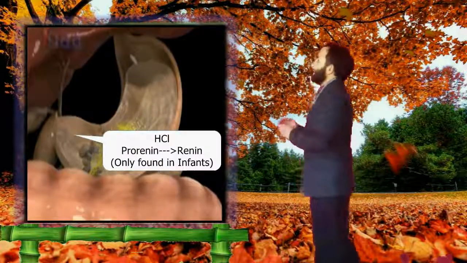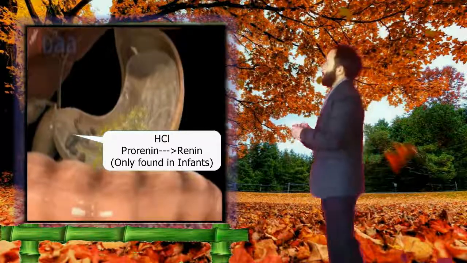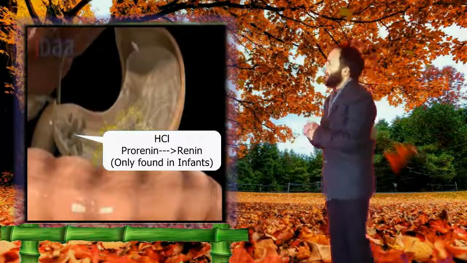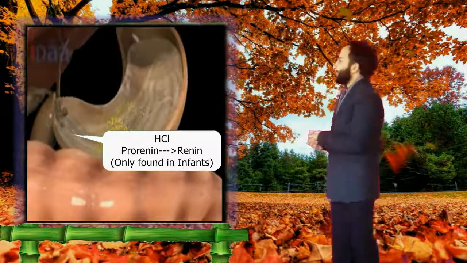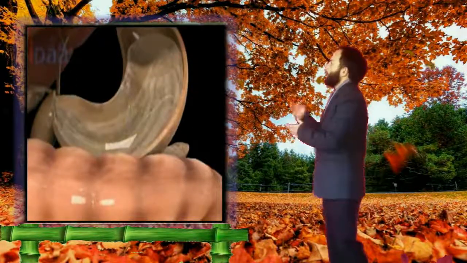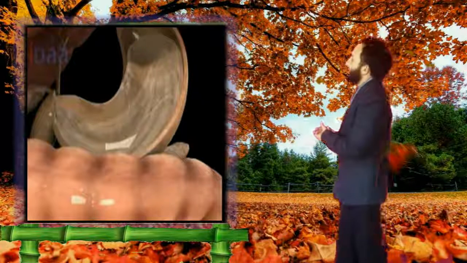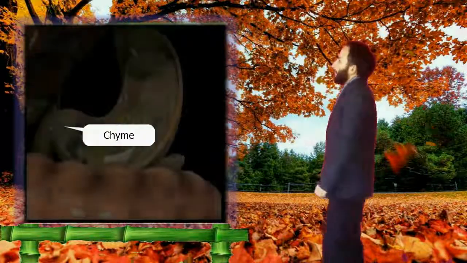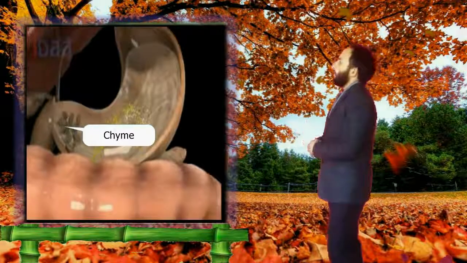Renin is the other enzyme found in gastric juice. It is used to convert soluble protein, casein, found in the milk of infants, into its insoluble form, that is curd, so that it is retained in the stomach for a longer time. The semi-liquid food in the stomach is now called chyme.